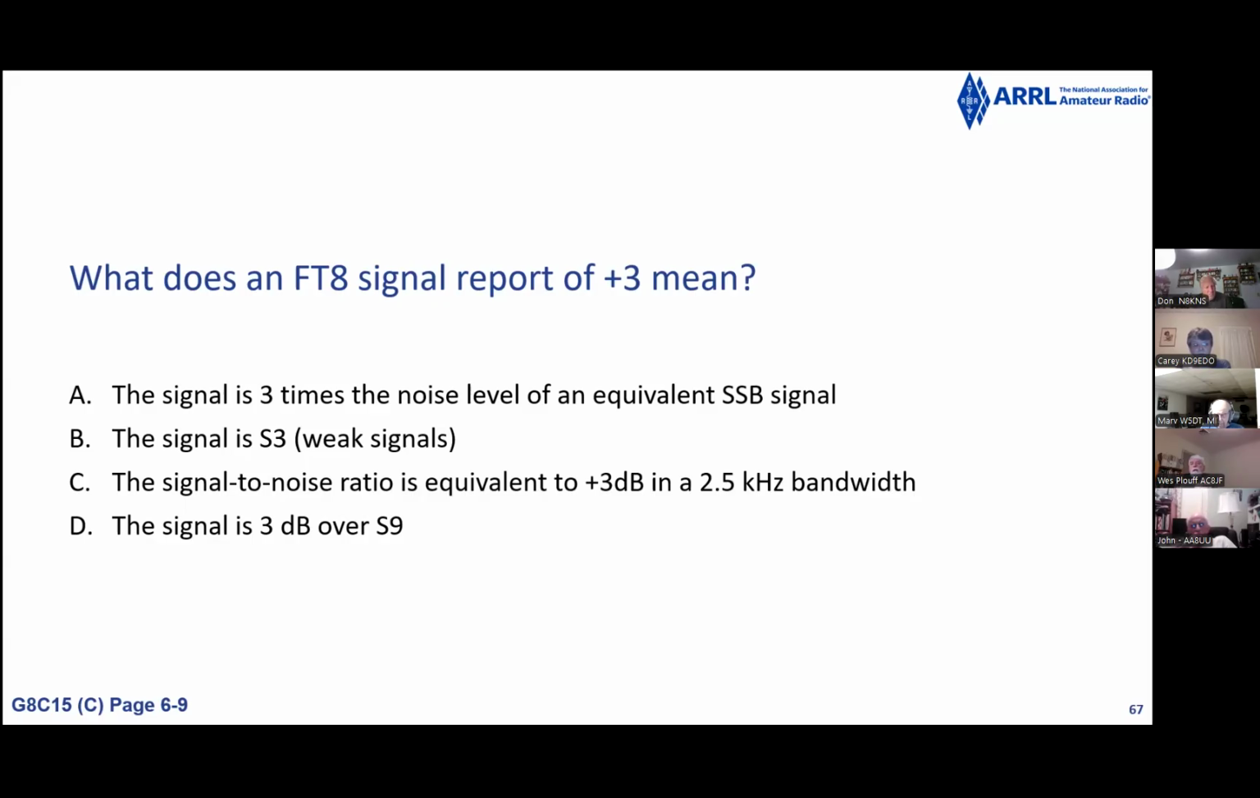But that's actually part of the exchange between two stations. On the second or third message, you'll send a signal report to the other station, and that's why when you see signal reports, it's going to be a plus or minus number instead of an S meter reading when it's FT8.